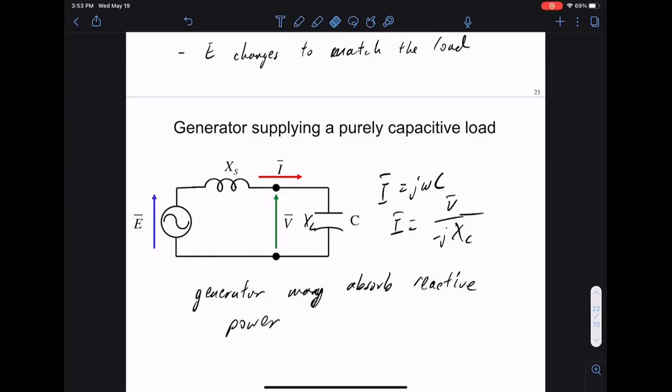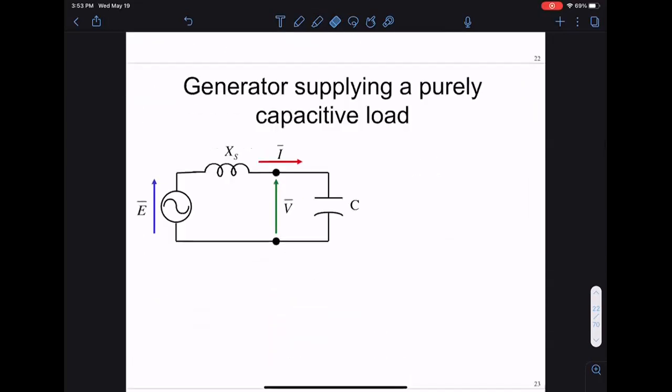Okay, that makes sense. So the generator can do both, right? When you do a question, and it turns out the generator is generating negative reactive power, that's fine. That doesn't necessarily mean you made a mistake. It could be negative, depending on exactly what the load turns out to be.